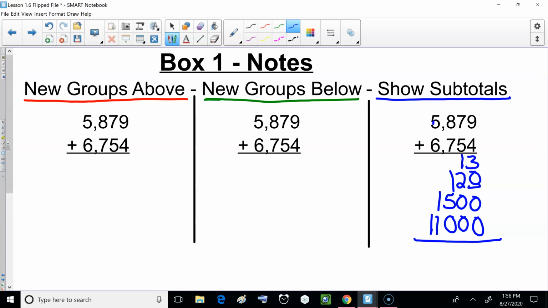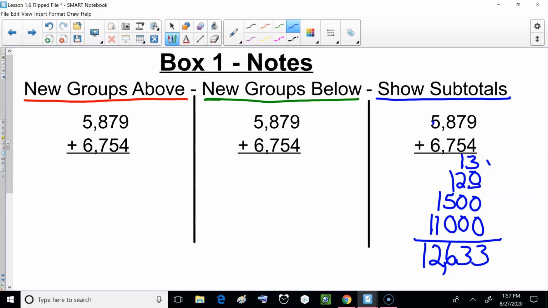Now all I need to do is take all those numbers and add them up. Well, in my ones, I just have a 3. 1 plus 2 is 3 and nothing else. 100 and 500 equals 600. 1,000 and another 1,000 equals 2,000. And a 1 in the 10,000. So I get 12,633.